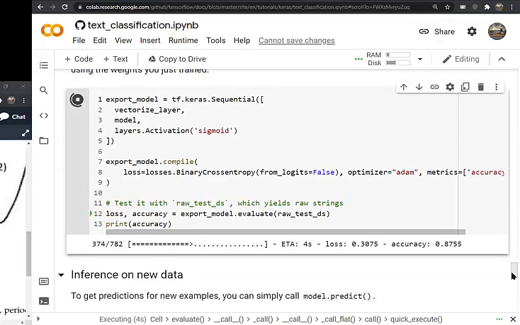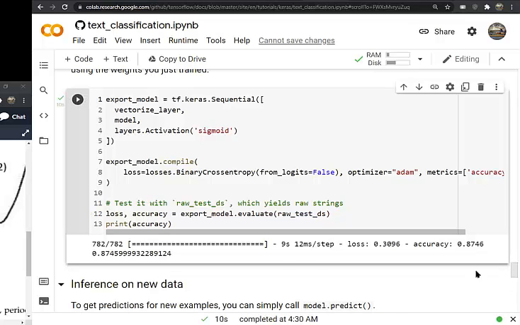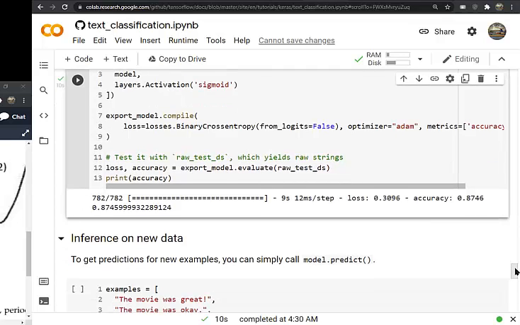Not sure how long this is going to take, so I guess I'll pause. No, it looks like it's going to be pretty close. Okay, so it looks like it gave about the same accuracy.